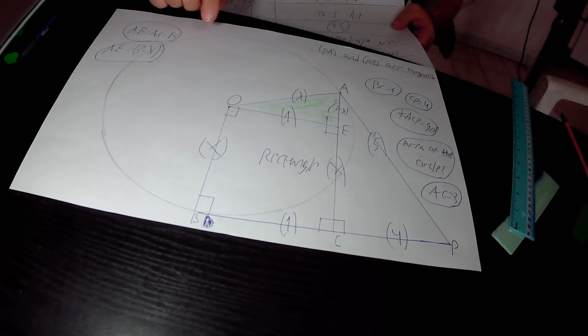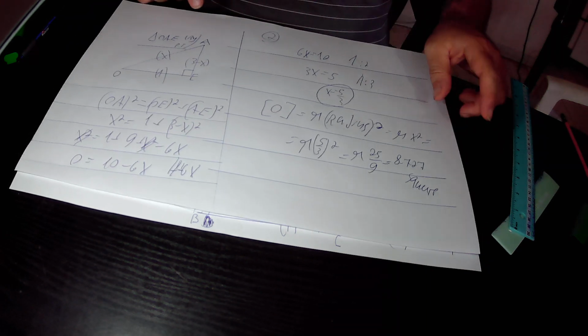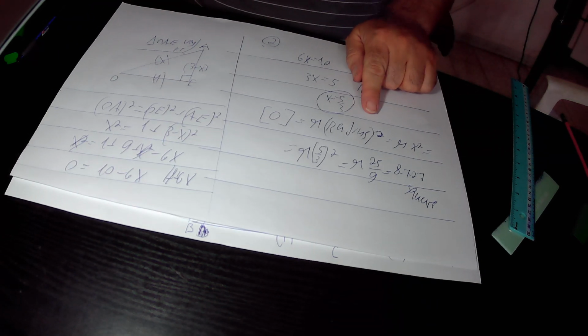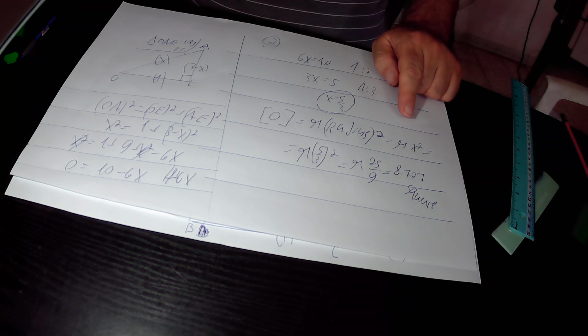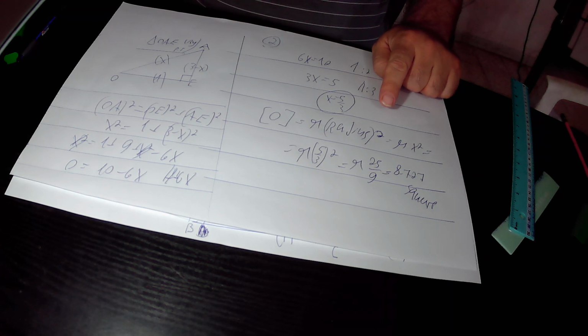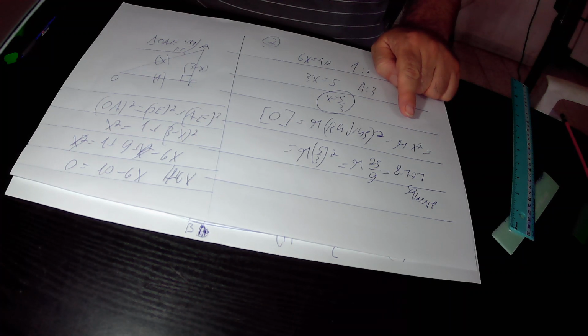Our mission is to find the area of this circle. The area of any circle is equal to pi times the radius of the circle squared. So the area of our circle must be equal to pi times the radius of our circle squared. The radius of our circle is x, therefore the radius squared is x squared. So in total the area of our circle must be equal to pi x squared.